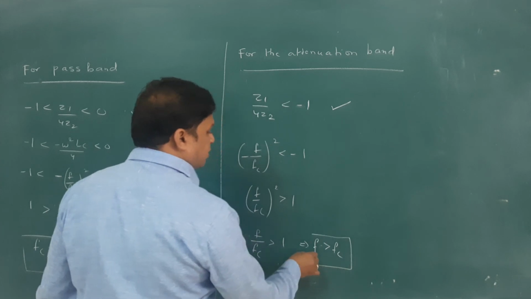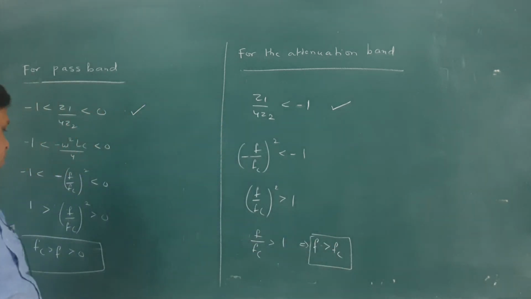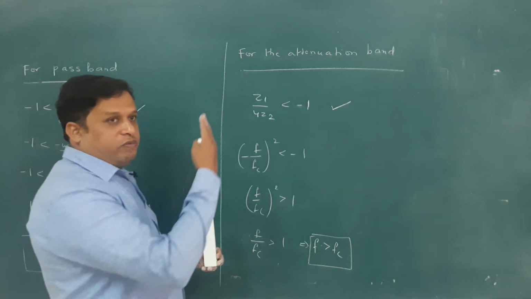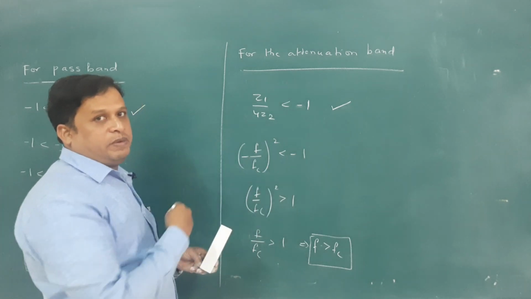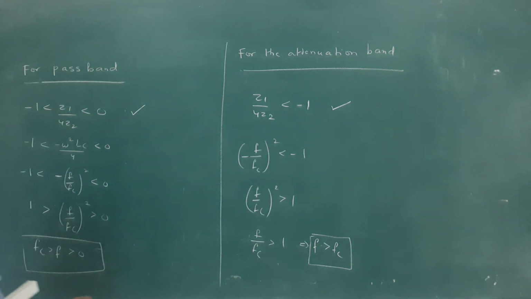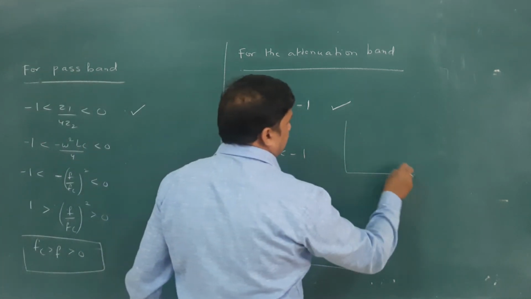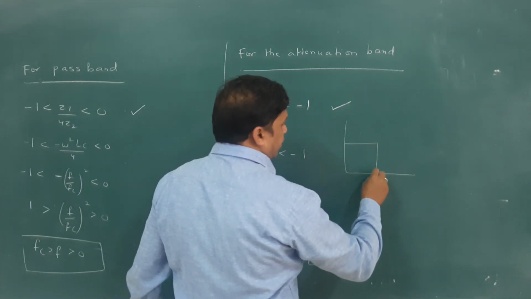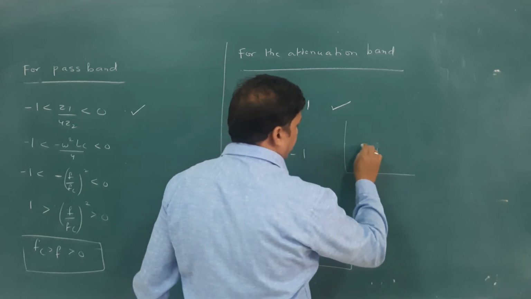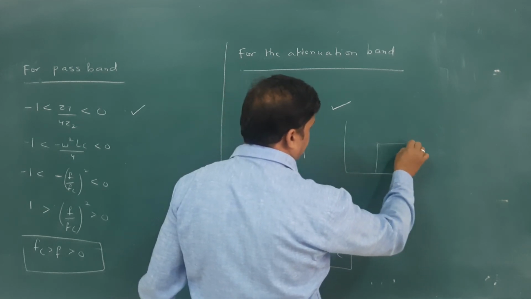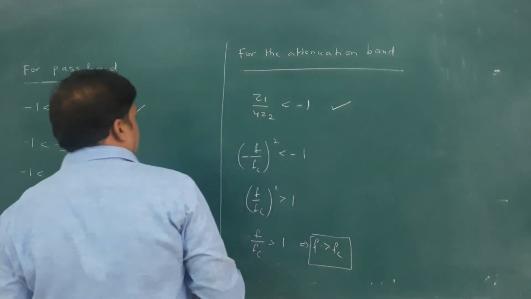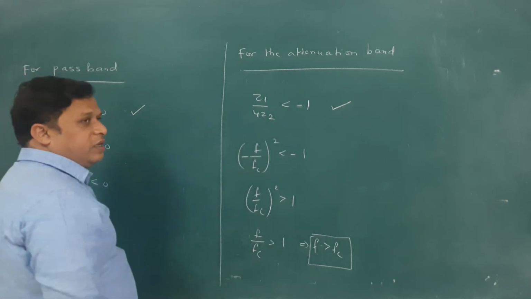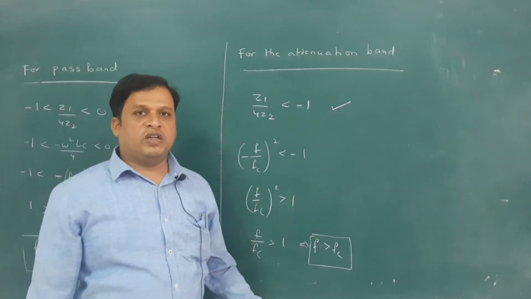So the cutoff frequency value separates the two bands: here it is less than and here it is greater than. After a particular frequency, the attenuation band occurs, and before the cutoff frequency, the pass band occurs, as shown in the figure. This is the pass band, and this is the attenuation band. From 0 to fc, it is the pass band. After fc, it is the attenuation band.